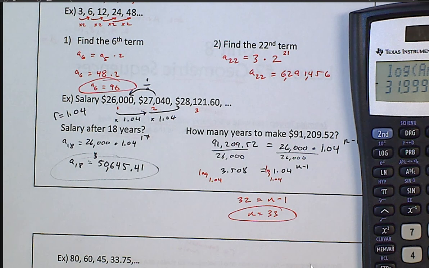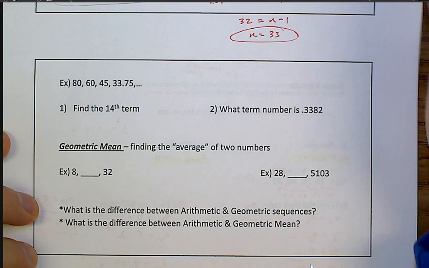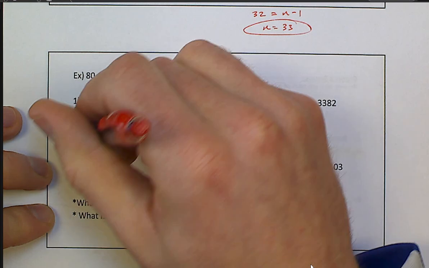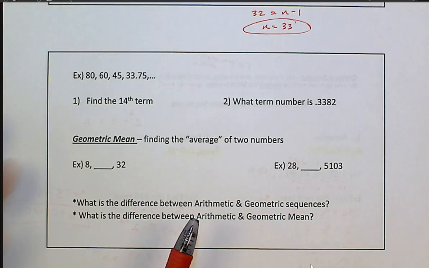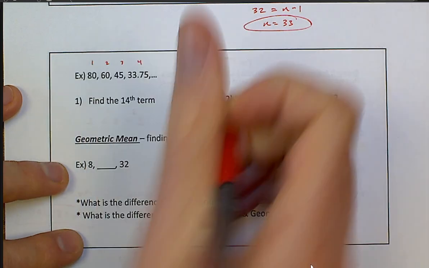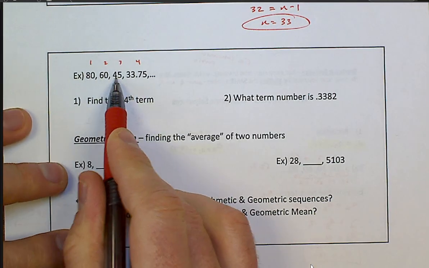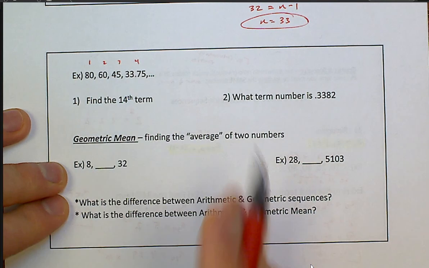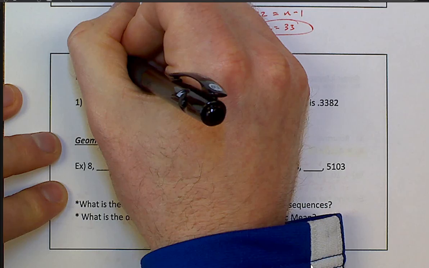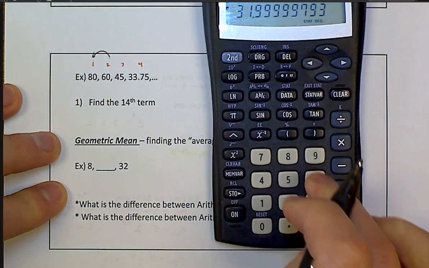All right? So good review of logarithms there. Nice question. Let's go on to the next one. Try this one on your own, and then we'll talk about geometric mean, which is right underneath it. Okay, so again, it may be one of those situations where you may be asking yourself, what am I doing to get from 80 to 60, 60 to 45, 45 to 33.75? I'm not sure. So let's just go backwards and go 60 divided by 80.